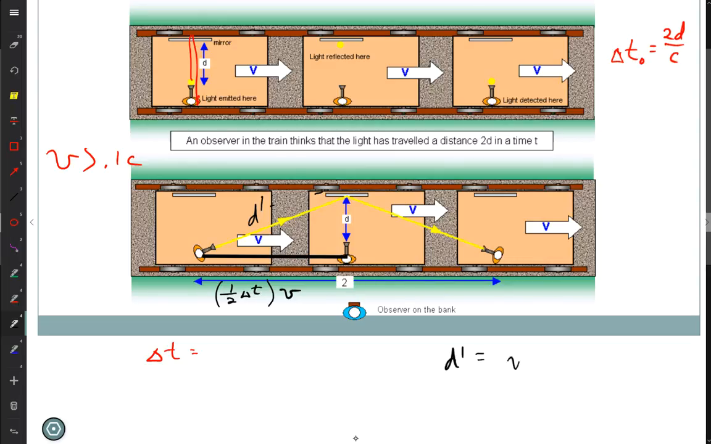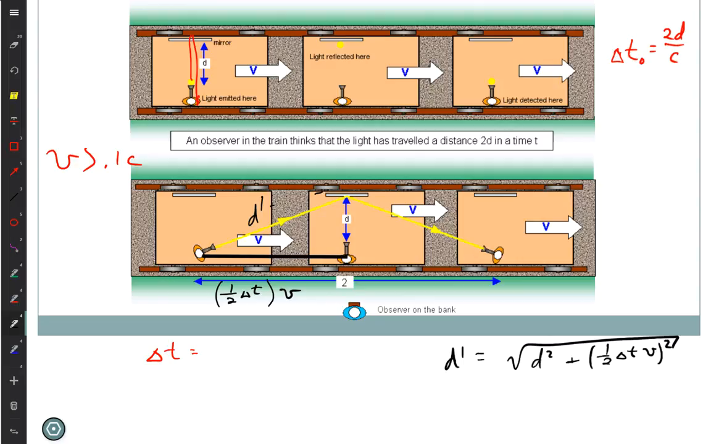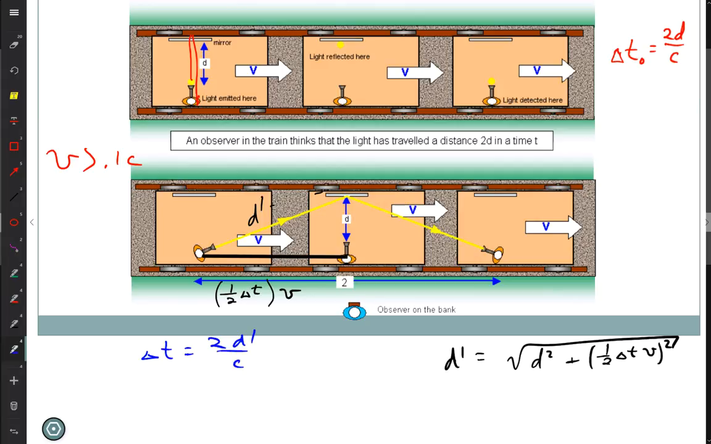D prime is equal to the square root of that, right? Just the Pythagorean theorem. So if I want to find my delta t, the time for a tick in this case, I am simply going to take 2d prime over the speed of light. Substituting that d prime, that's 2 square root d squared plus 1/2 delta t v quantity squared, all over c.